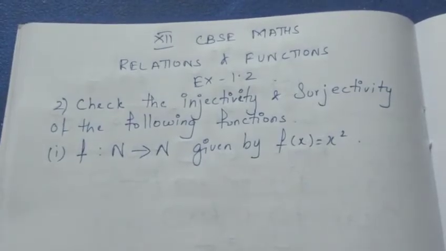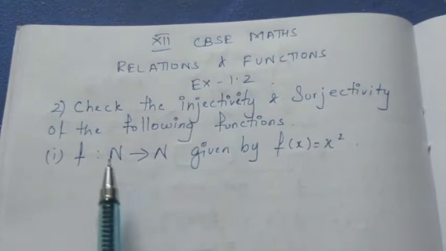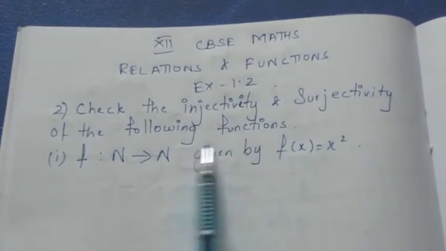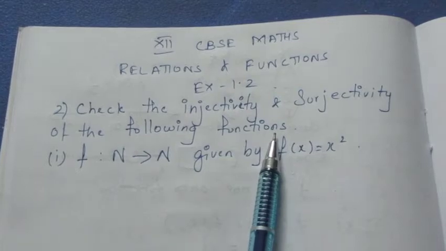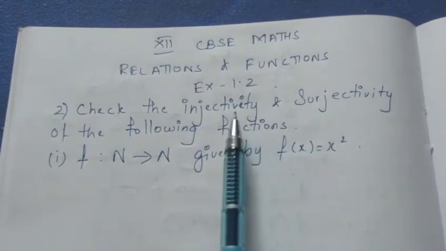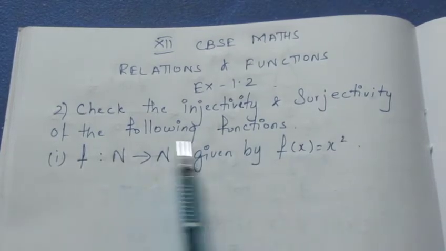Today we are going to see Class 12 CBSE Relations and Functions, Exercise 1.2, question number 2, first subdivision. Let's see the question. Check the injective and surjective nature of the following function. Injective means one to one and surjective means onto function. So we are going to prove here whether the given function is one to one and onto.